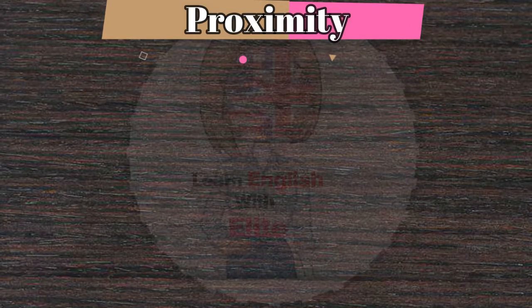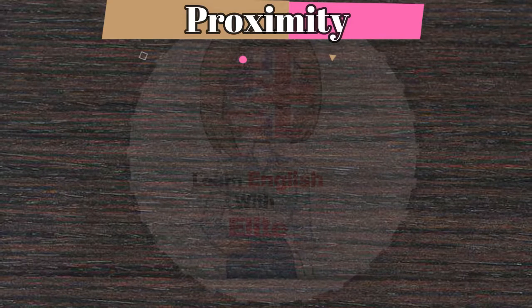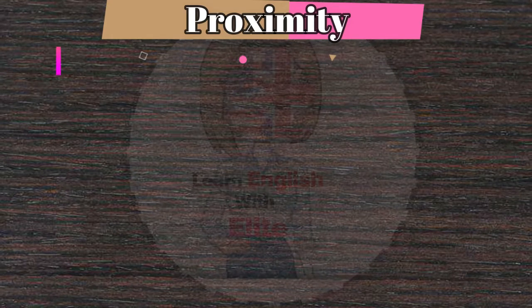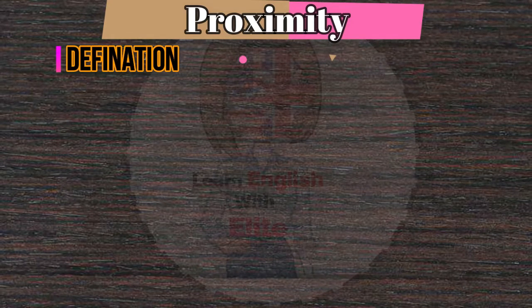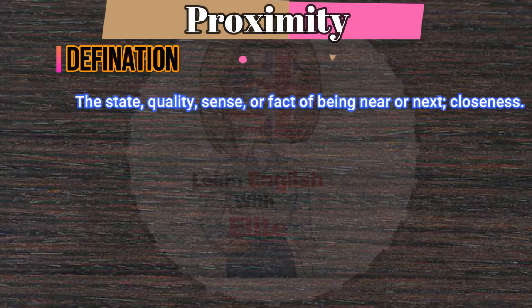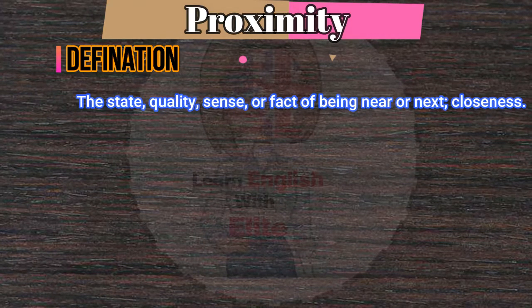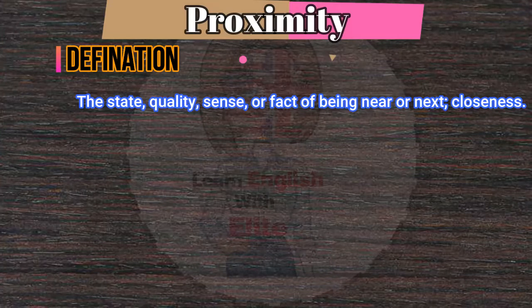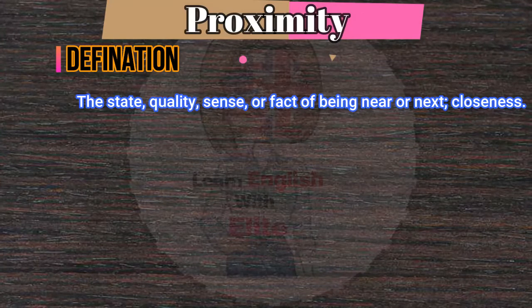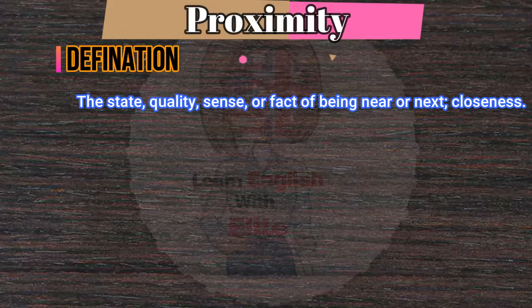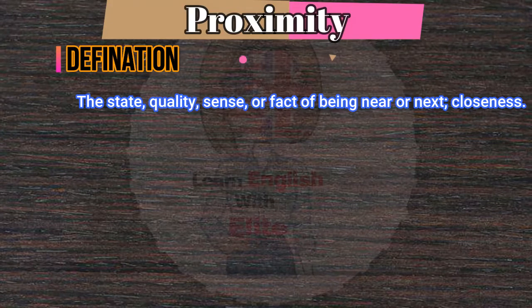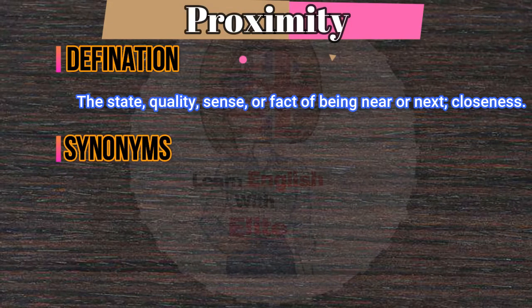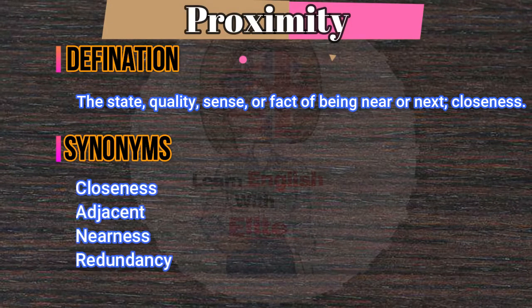In this video I will explain the word proximity, its meaning, definition and the example. Proximity. The definition of proximity is the state, quality, sense, or fact of being near or next, closeness.